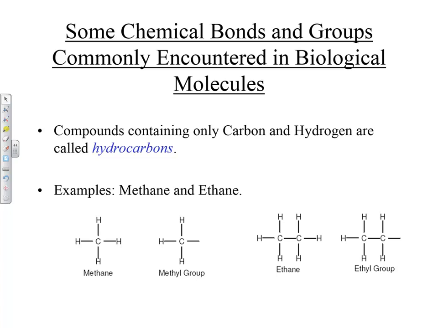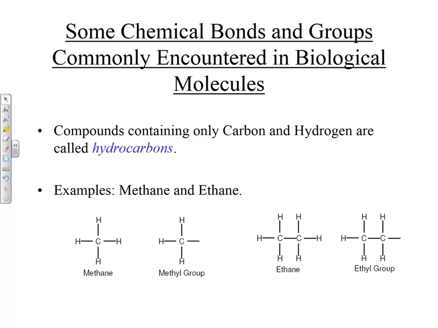Now starts the real review of organic chemistry. So let's look at some chemical bonds and groups that are commonly encountered in biological molecules. The first set of molecules that we are going to look at are compounds which contain only carbon and hydrogen. These compounds are called hydrocarbons. It's an apt name, I mean, only carbon and hydrogen.